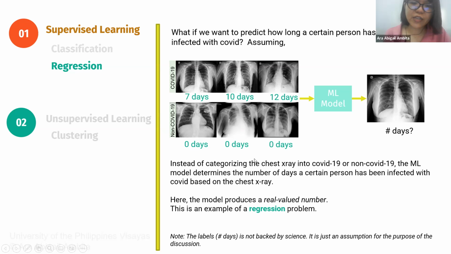Instead of categorizing the chest X-ray into COVID-19 or non-COVID-19, the machine learning model will determine the number of days a certain person has been infected with COVID based on the chest X-ray. Here, what the model produces is a real valued number. So this is an example of a regression problem.